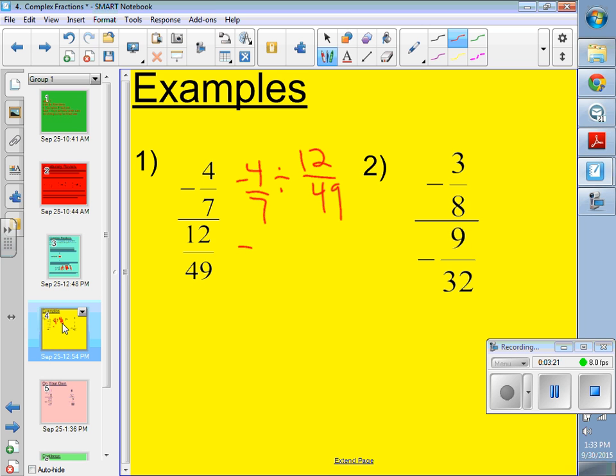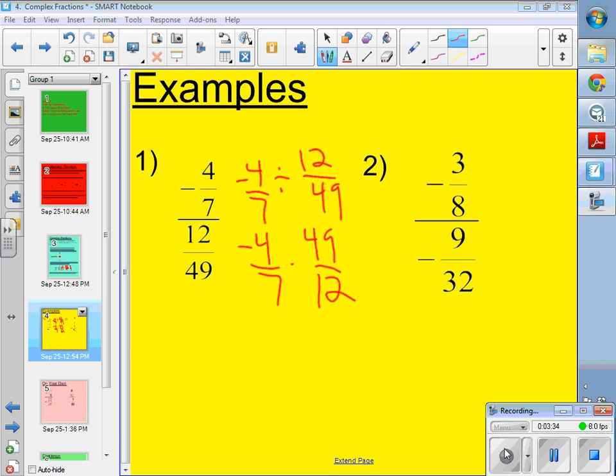Now we can use our rules here. We're going to multiply that by flipping it. So we're going to have 49 over 12. So first we can cross cancel here. The 7 and the 49, we're left with 1 and 7. And the same thing with the 4 and the 12, we're left with 1 and 3. And then we multiply across, and remember we have a negative in front of the first fraction, so you're going to have -7/3.